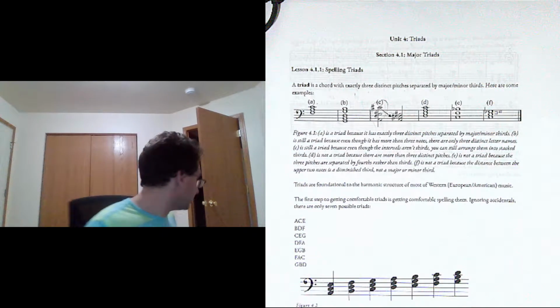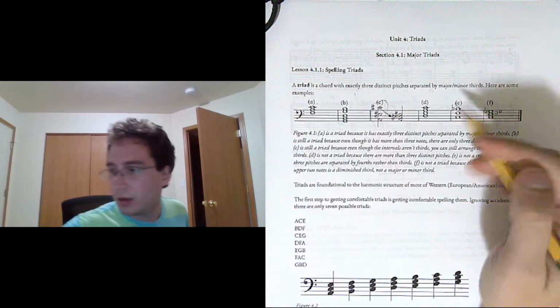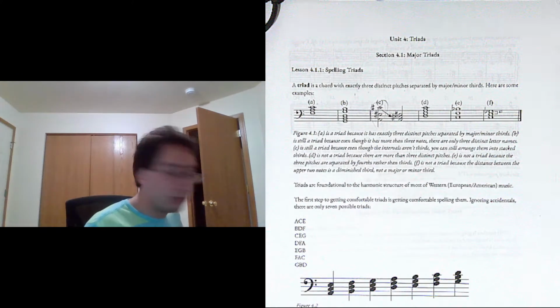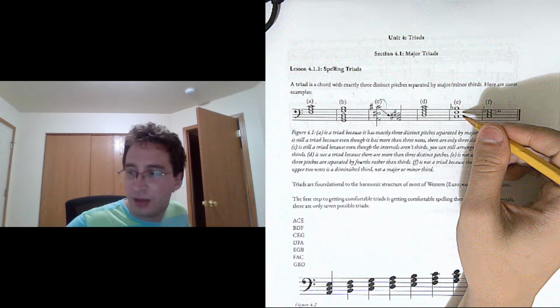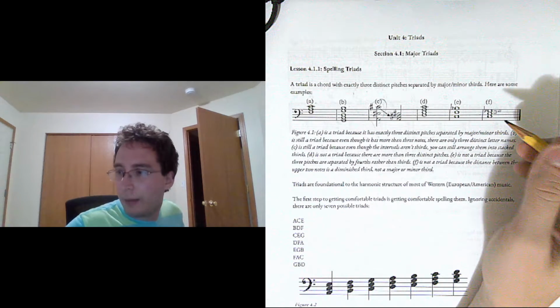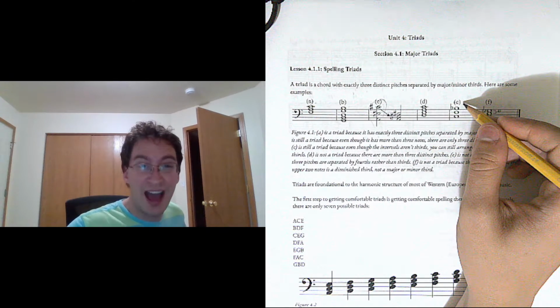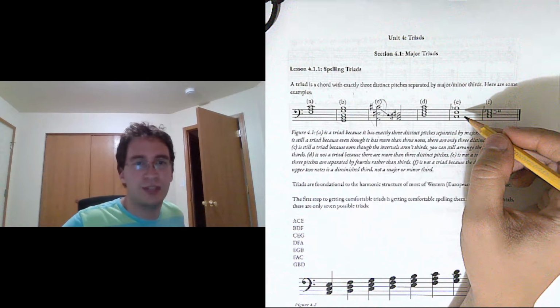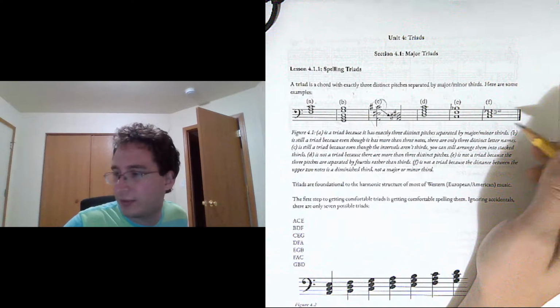Here's letter D. That has four distinct notes, so that can't be a triad. Triad is three. Actually, that has three notes. Great. But there's no way to get them to be separated by major or minor thirds. C to F is a fourth, F to B flat is a fourth, and there's no octave transpositions you can do to make those thirds. You can just get fourths, seconds, fifths.